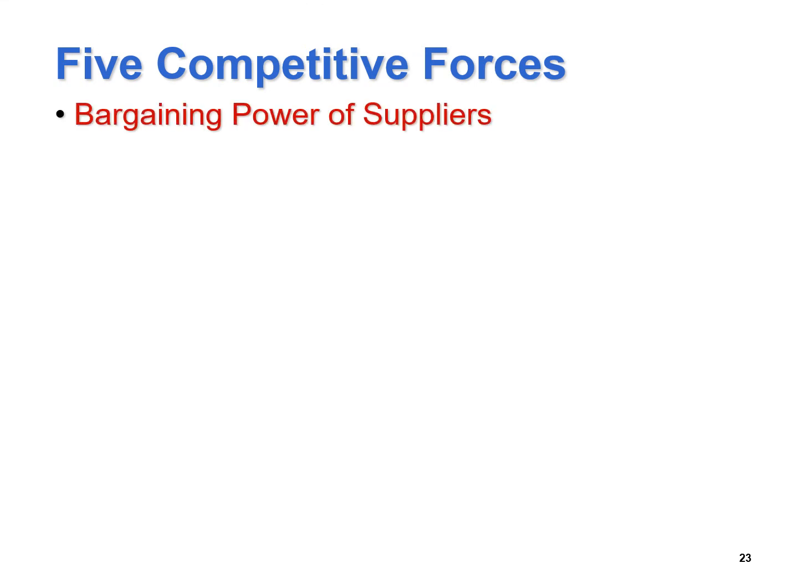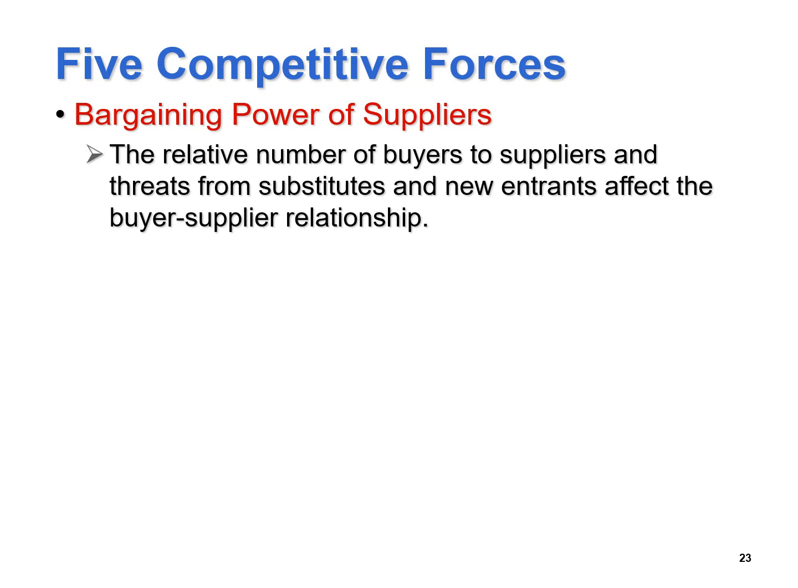Now, bargaining power of supplier. It is the same as the bargaining power of buyer, but now the bargaining power is divided between the supplier and the manufacturer. The relative number of buyers to suppliers and threats from substitutes and new entrants affect the buyer-supplier relationship.